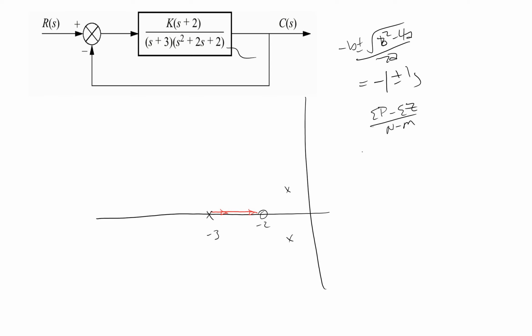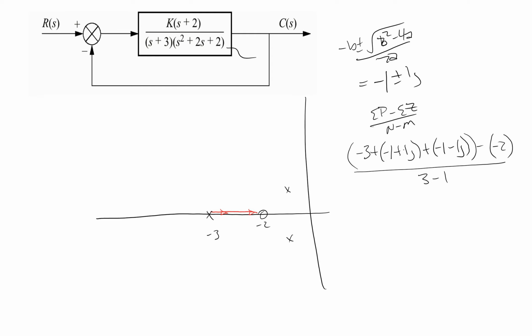So with the sum of the poles, it's going to be minus 3 plus minus 1 plus 1j plus minus 1 minus 1j. Okay, those are our two poles. And so that's going to be the sum of our poles minus the sum of our zeros, which is going to be minus 2. And we've got 3 poles and 1 zero in here.